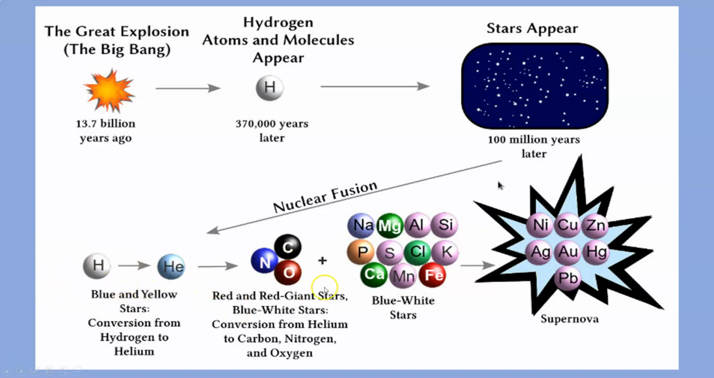We start getting things like carbon, nitrogen, and oxygen. Then those start combining to make even bigger elements. Eventually the star dies, it runs out of fuel, it explodes, and it sends all these heavy elements into the universe, and then they can start making new stars as well.